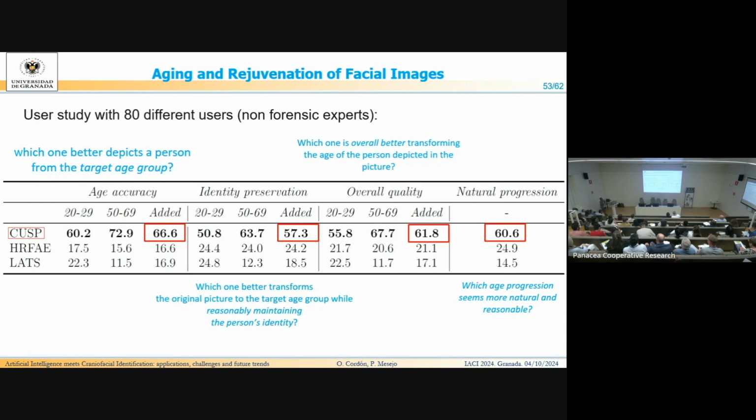CASP was the winner by a large margin. Which one better transforms the original picture to the target age group while reasonably maintaining the person's identity? Again, CASP was the preferred method by these 80 users, and so on with the other questions.